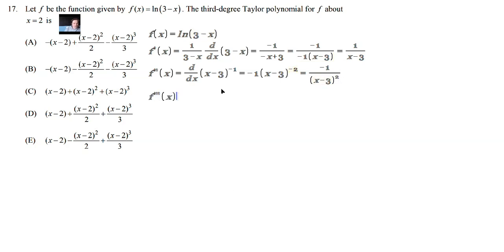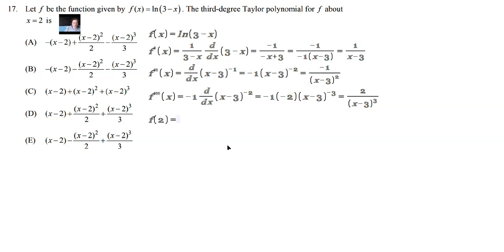F triple prime of x is then equal to the following. The derivative with respect to x of, pull that negative 1 outside from the previous derivative so it doesn't clutter the picture, x minus 3 to the negative second. Okay, focus. Negative 1. Now, that would be the following. Negative 2, and then x minus 3 gets copied. This would be negative 2 minus 1, negative 3, which is then 2 over x minus 3 raised to the positive third this way. These are our derivatives. And then from here, I would have the following.